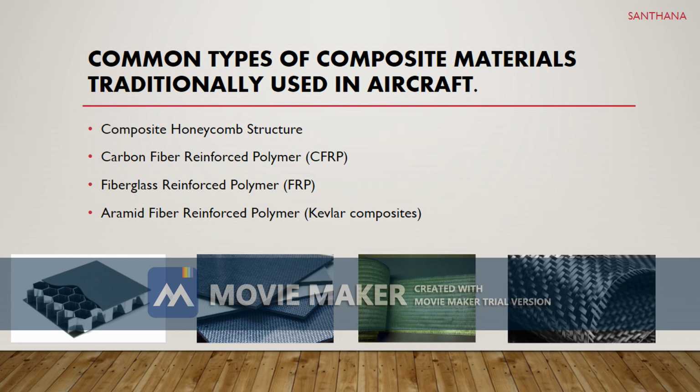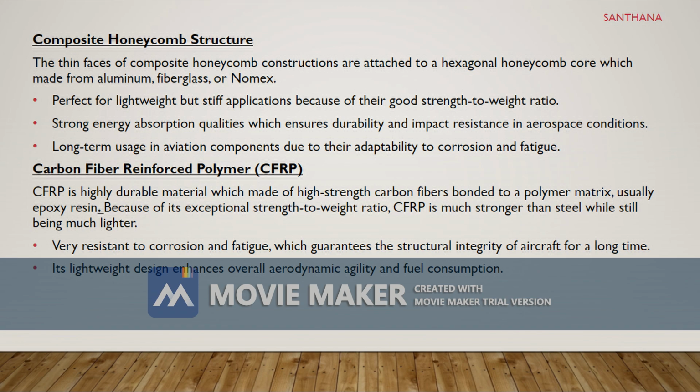Composite materials play a crucial role in modern aircraft, offering high strength, low weight, and excellent durability. Here are some of the most commonly used composite materials in the aircraft industry: composite honeycomb structure, carbon fiber reinforced polymer, fiberglass reinforced polymer, and finally aramid fiber reinforced polymer, which is Kevlar composites. Now let's take a look at some of the most commonly used composite materials in aerospace.